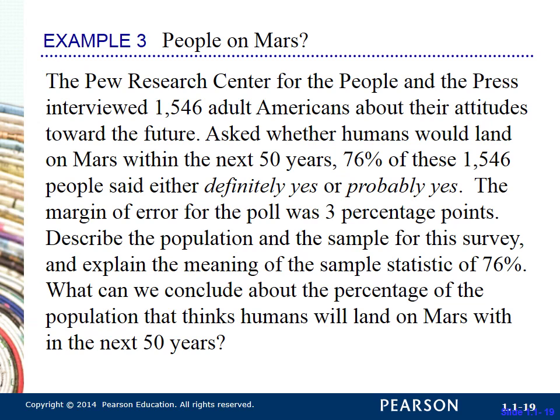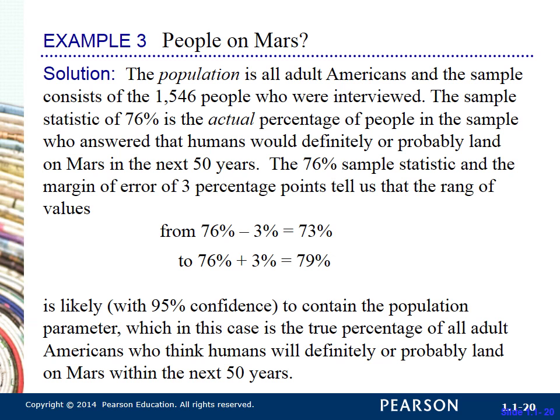So what can we conclude about the percentage of the population? All right, as soon as I switch to population, I'm going to take that sample statistic and add and subtract my margin of error to figure that out. So what I'll do is take that 76% from the sample and subtract 3% and then add 3%, which tells me with 95% confidence, I can say that the true population parameter for the people in the population that believe this is true is going to be between 73 and 79%. That's going to be my range of values.